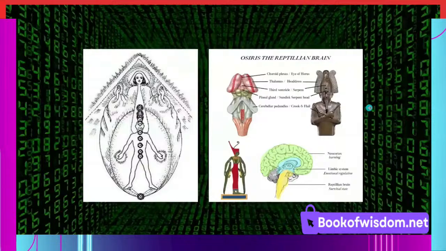Now this is the god Osiris, which represents the reptilian brain. None of the Egyptian gods ever existed. They are all symbolic for the brain and anatomy of the human body. Osiris represents the reptilian brain. As you can see, this anatomy compares to the brain stem and the Osiris statue found in Egypt.